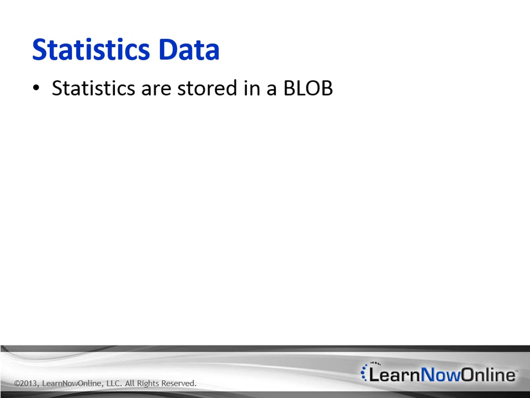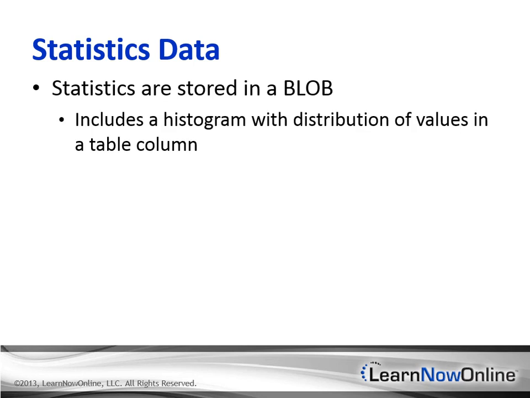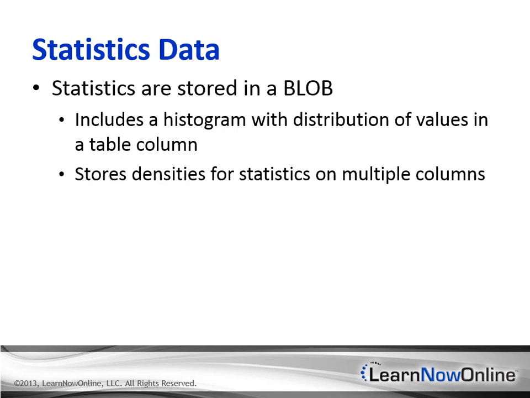The statistics that SQL Server creates on one or more columns are stored in a binary large object, which includes a histogram that includes the distribution of values in the first column. A histogram is simply a representation of the distribution of ranges of data values in the column. It's just a way of looking at the density of data. If a statistics object covers multiple columns, the statistics object stores additional information about the correlation of data values between the columns, which are called densities.